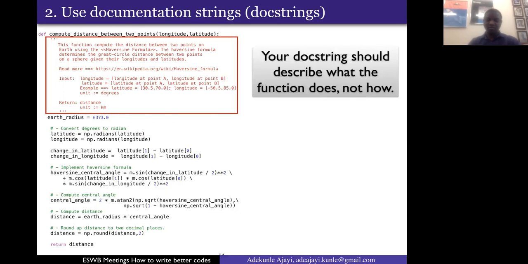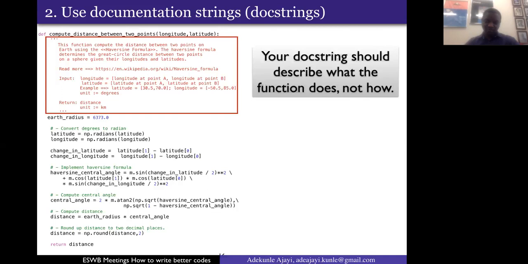That is why this doc string in the red box clearly states what this function is all about. And I write there that this function computes the distance between 2 points on Earth using the haversine formula. And it goes on to tell you the haversine formula determines the, okay, I'm speaking Italian now, determines the great circle distance between 2 points on the sphere given their longitude and latitude. This is clear enough for anybody that gets your script to understand that this is what your script is doing.